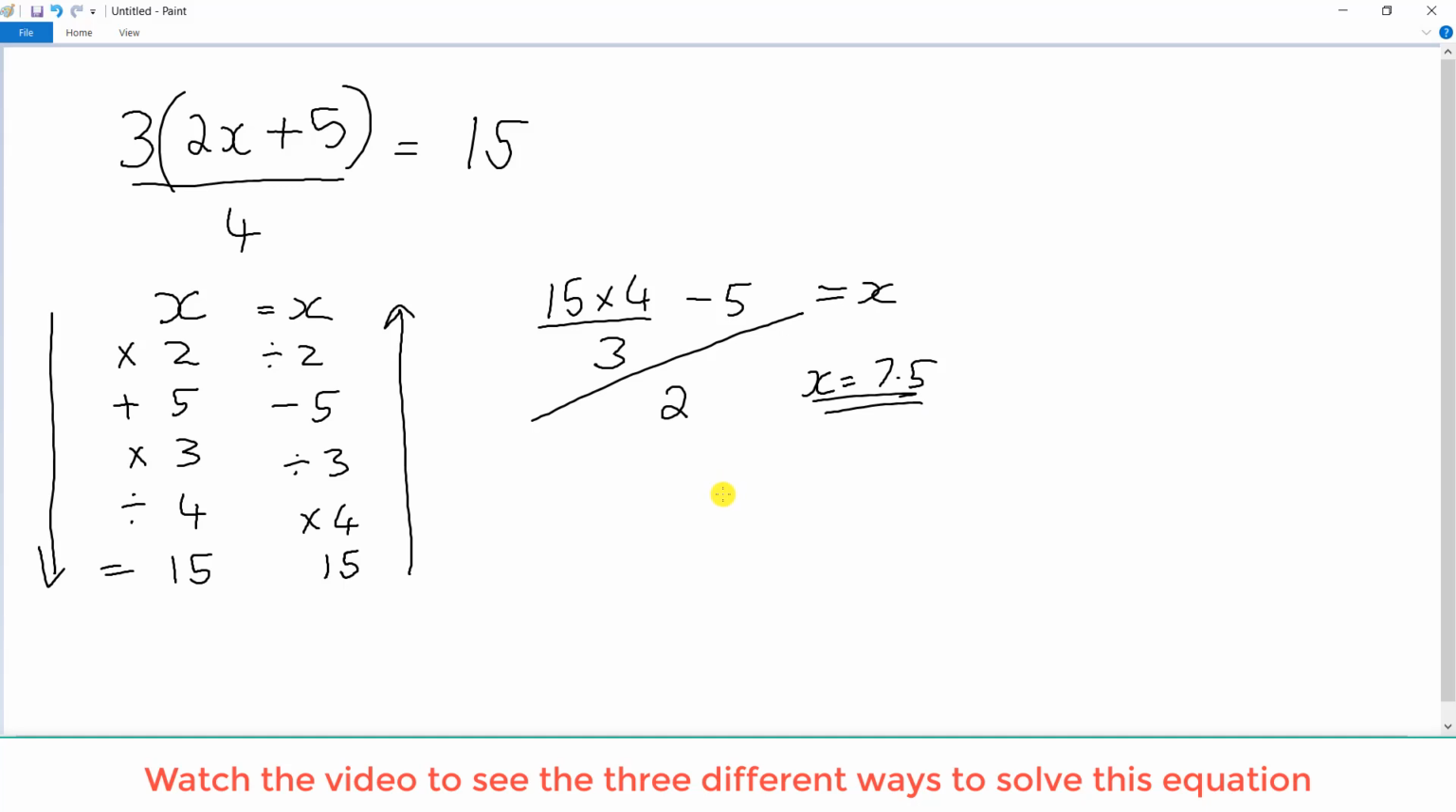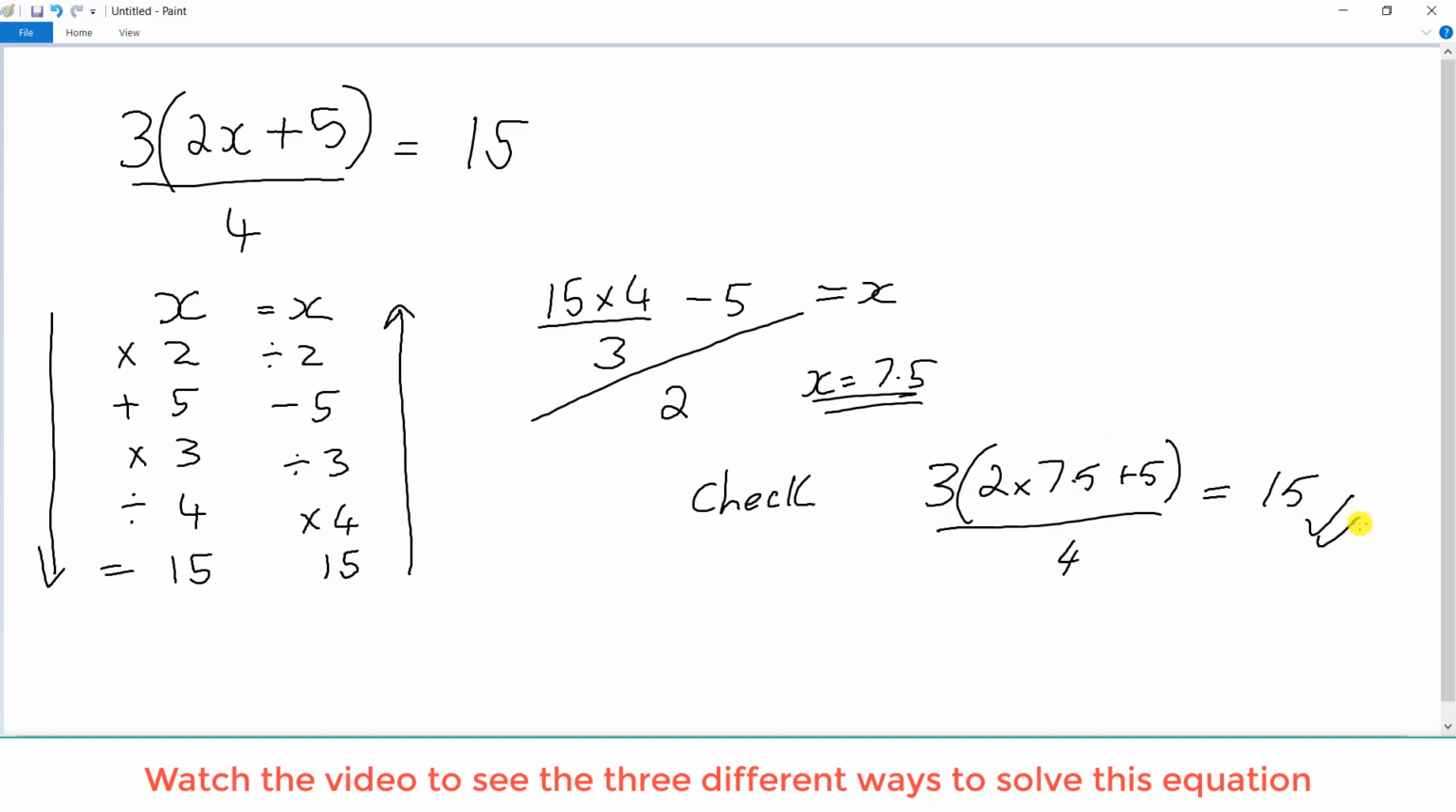Then you can do a check to see if you found the right answer. So we're checking. We're going to do the 3, the 2, but this time we're going to do 2 times 7.5, not x, because we think that x is 7.5. Add our 5 and divide by 4, and we want to see what it equals. We're asking ourselves, does it actually equal 15? So 2 times 7.5 is 15, 15 plus 5 is 20, 20 times 3 is 60, and 60 divided by 4 is indeed 15. So you know that you got it right.